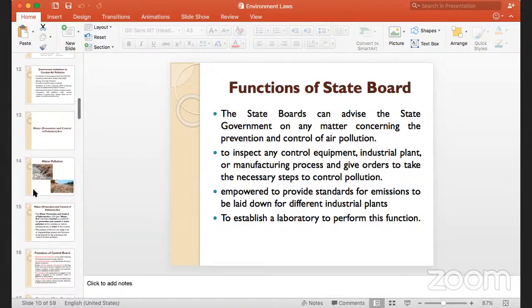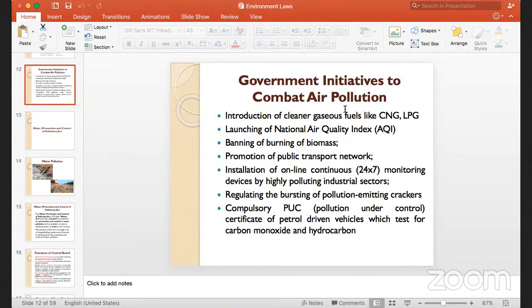Now, what are some government initiatives under this act which have taken place over the years? So, you must have heard of CNG, right? Introduction of cleaner gaseous fuels like CNG, then the National Air Quality Index. Especially in Pune, of course, you do see them. In the big squares, there is data, right? It tells you what the air quality is today. So the launching of that index has been done under this act.